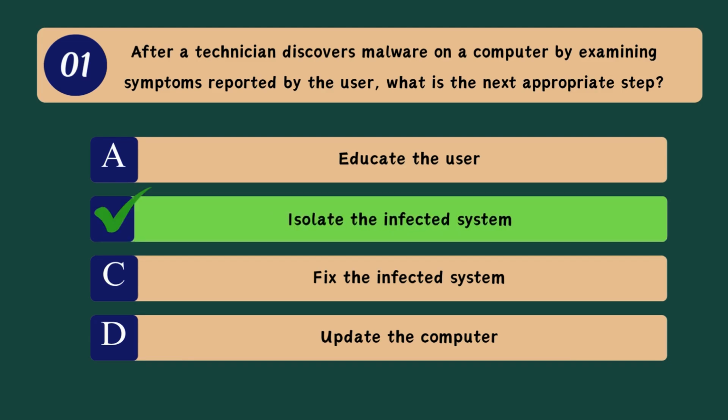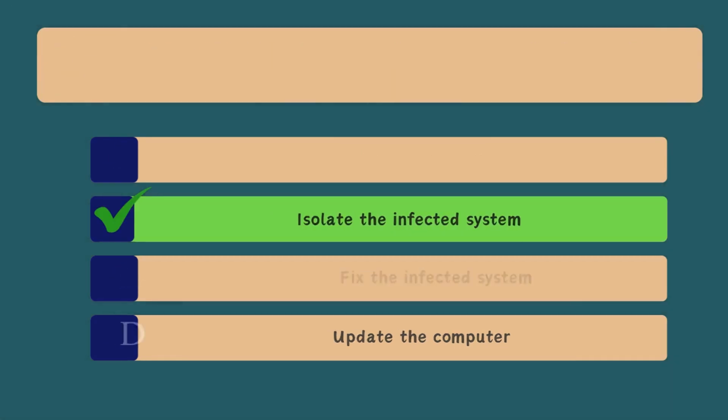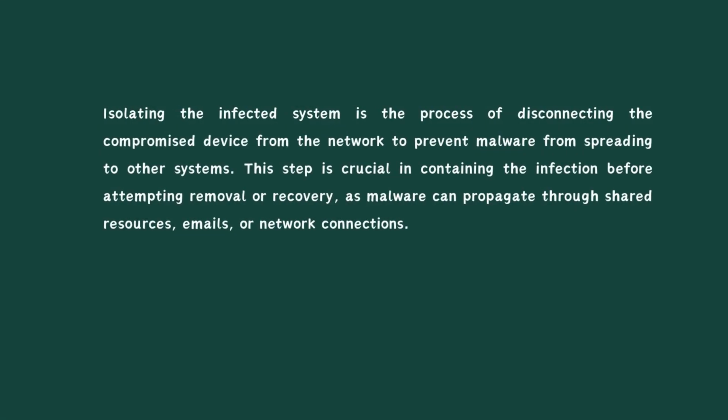Correct answer: B. Isolate the infected system. Isolating the infected system is the process of disconnecting the compromised device from the network to prevent malware from spreading to other systems. This step is crucial in containing the infection before attempting removal or recovery, as malware can propagate through shared resources, emails, or network connections.